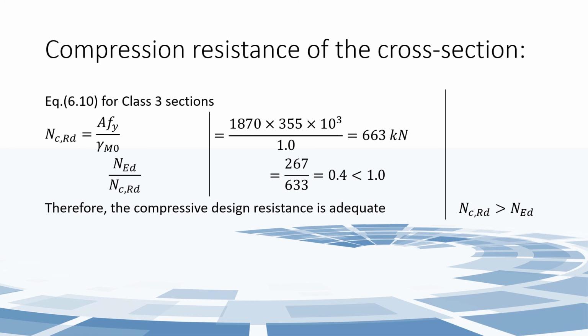Now we need to check the compression resistance of the cross section. You will follow equation 6.10 for class A. So N_c,Rd equals A times Fy divided by γ_M0. All the values are already taken from the parameters. So the compression resistance N_c,Rd is equal to 663 kilonewton. And check for the adequacy. So N_Ed divided by the compression resistance is equal to 0.4. So it's less than 1, which means that the compressive resistance is adequate.